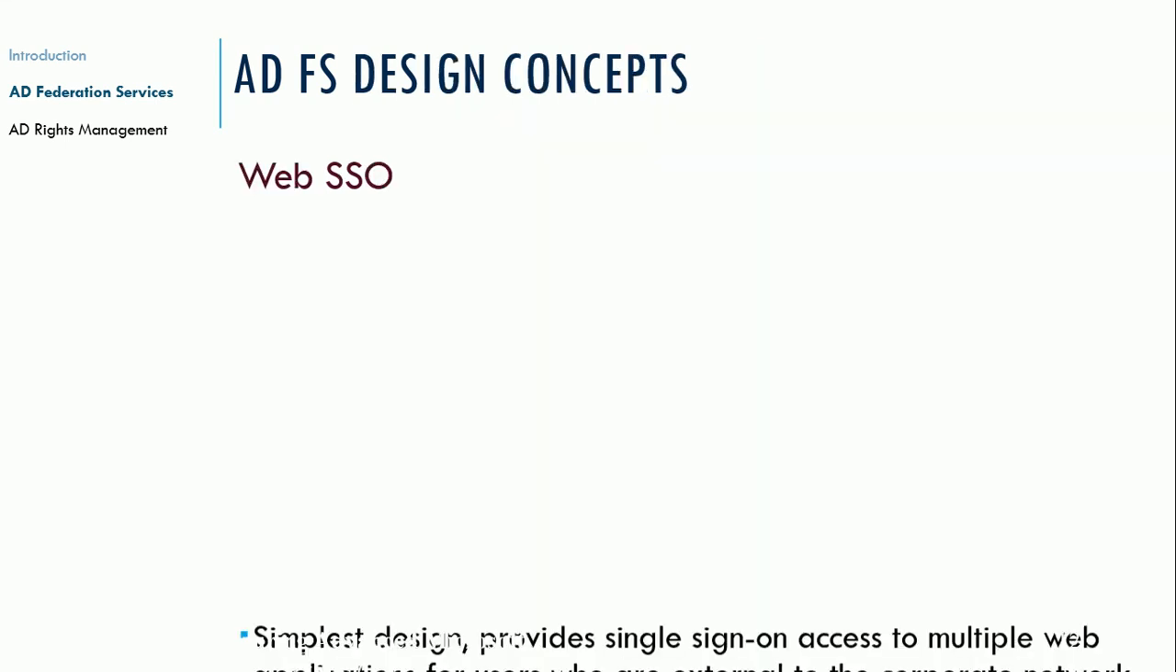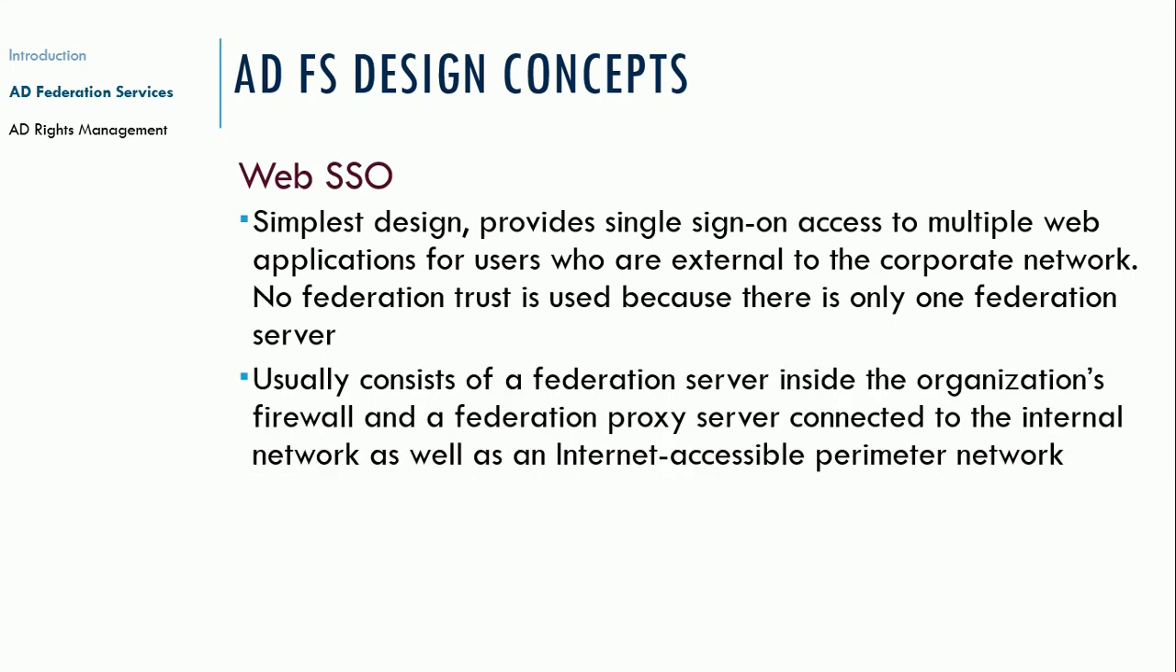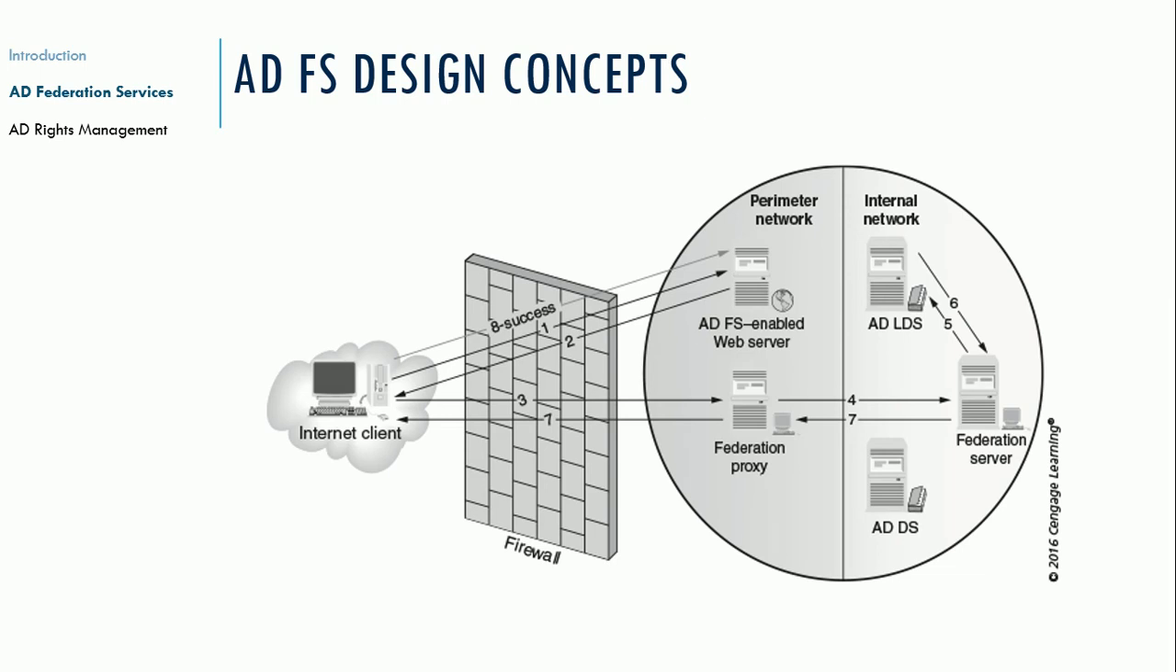So a web SSO is basically the simplest design that provides single sign-on access to multiple web applications for users who are external to the network. So usually it consists of a Federation server inside the organization's firewall and a Federation proxy server connected to the internal network. Lots of words here. Let's look at a picture to see what we're talking about here.